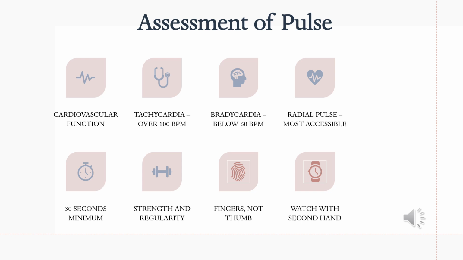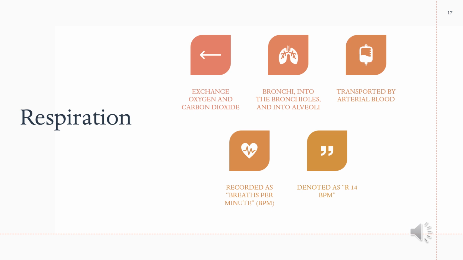The respiratory system exchanges oxygen and carbon dioxide between the lungs and the blood. Oxygen enters during inhalation, reaching the alveoli where gas exchange occurs. Oxygenated blood carries oxygen to tissues, while deoxygenated blood returns to the lungs to be reoxygenated. Carbon dioxide is removed from the blood in the alveoli and is exhaled.